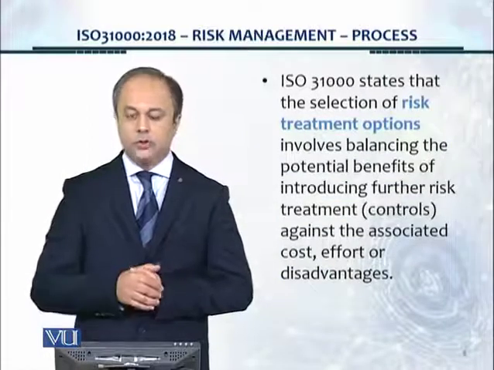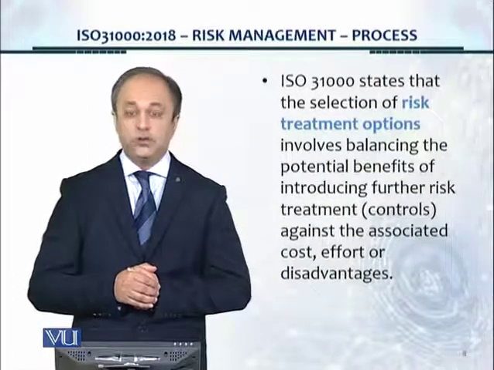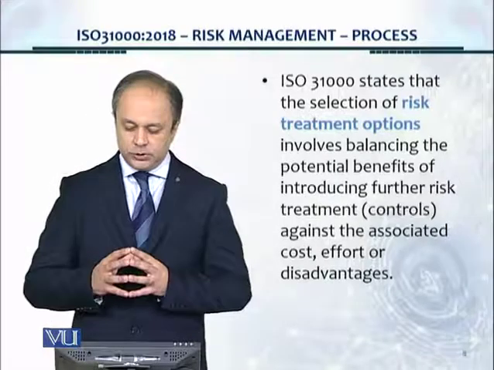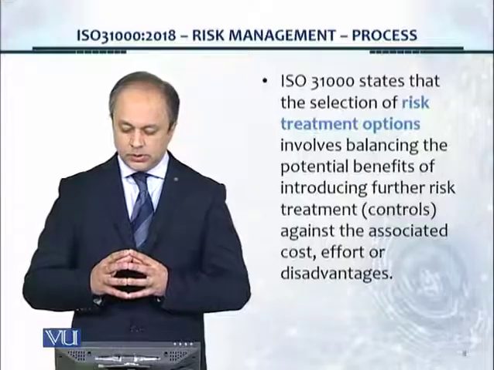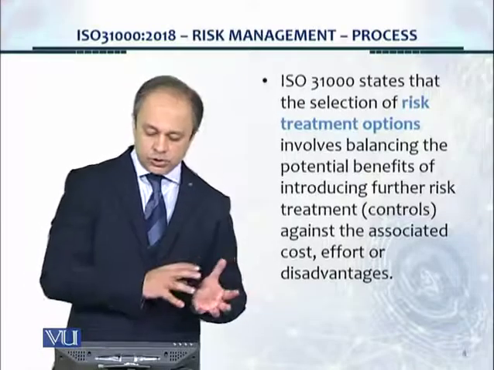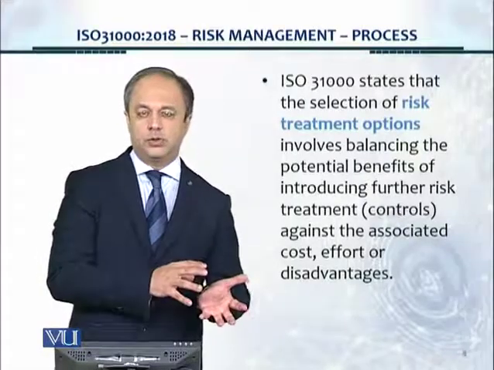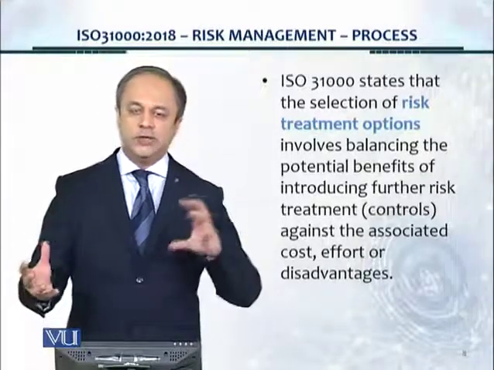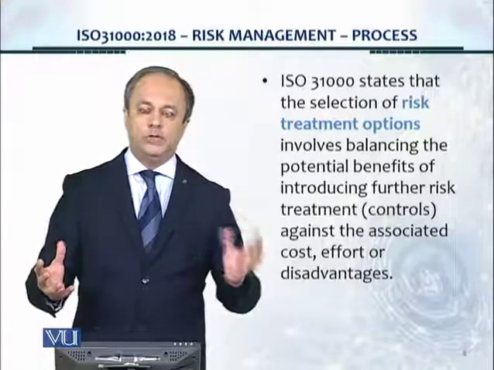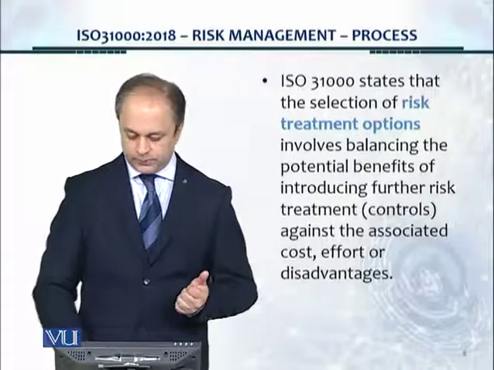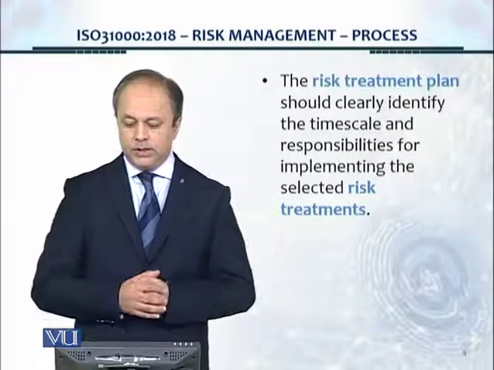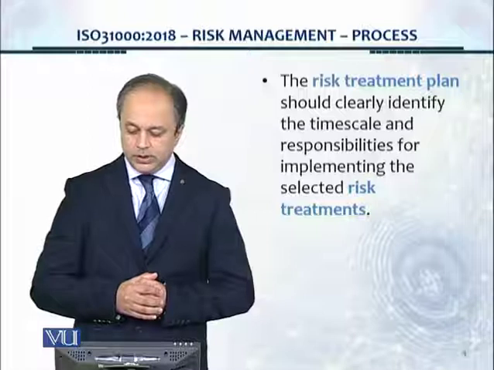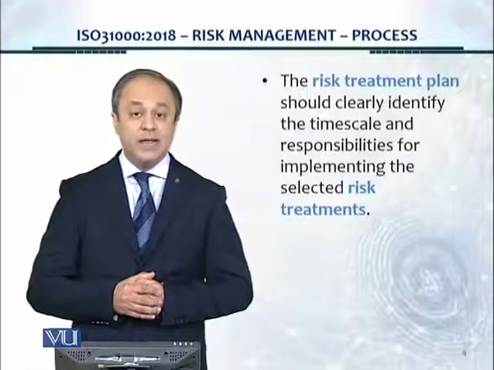Now, ISO 31000 states that the selection of risk treatment options involves balancing the potential benefits of introducing further risk treatment controls against the associated cost, effort, or disadvantages. So you have to reach a balance between implementing the controls and the difficulty or the cost or the investment of implementing those controls. The risk treatment plan should clearly identify the timescale and responsibilities for implementing the selected risk treatments.